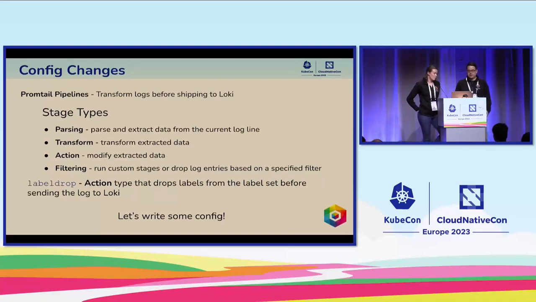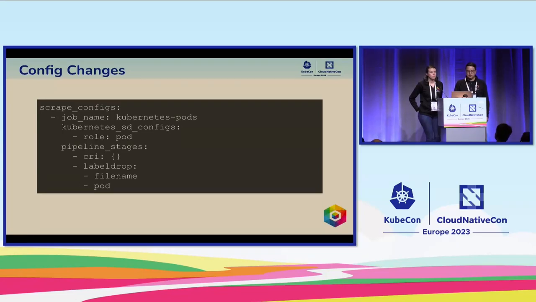Let's take a look at some Promtail config and make this happen. So here we are looking at the scrape configs block for a Promtail configuration file. If you've worked with Prometheus scrape configs, this should look pretty familiar. This is where we can define pipeline stages by leveraging the pipeline stages block. You can see that along with pipeline stages, there is a job name and Kubernetes SD configs block.